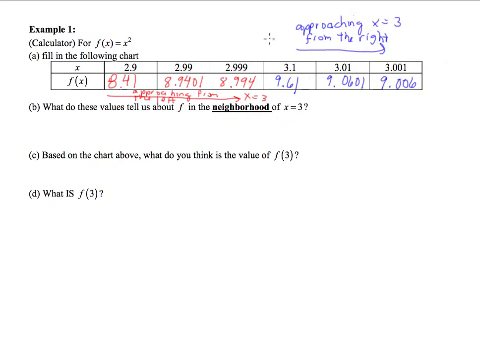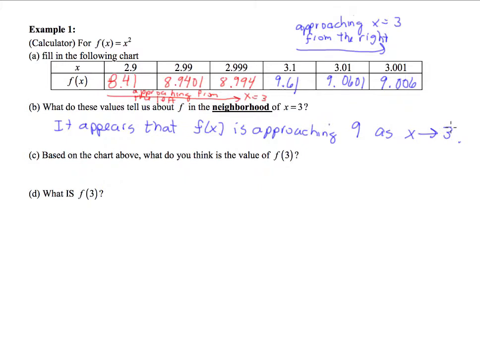Now look from the right-hand side, I got 9.61, 9.06, and 9.006. So this appears to be getting closer and closer to 9 as well. So I'd say it looks like in this neighborhood of x equals 3, it appears that f of x is approaching 9 as x is approaching 3. That arrow is read as x approaches 3. Looking at 3, based on this chart above, what do you think the function value is at x equals 3? Well, I would estimate that the function value at 3 should be 9.